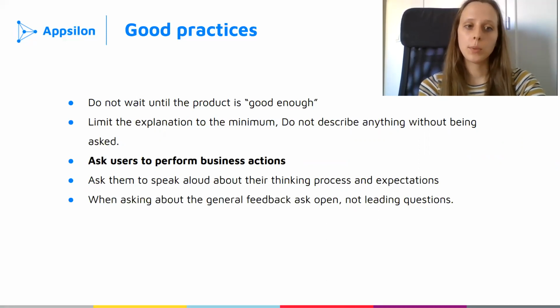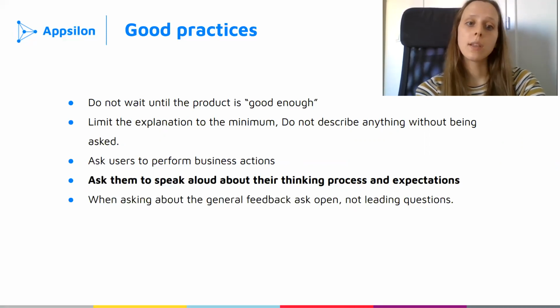Another point will be to ask the user to perform business actions. So try to avoid questions like, could you go to the top right corner and change the value in the dropdown to Poland? It is much better to ask a question like, could you please try to display data for Poland? Because then you know if it is easy for the user to find this dropdown and also to filter on Poland, for example. And you can implement some changes if it's not.